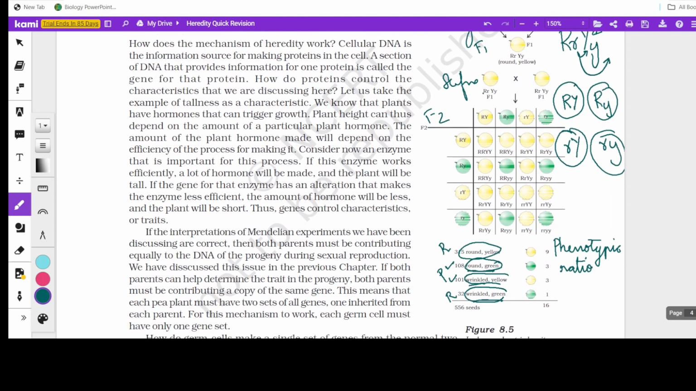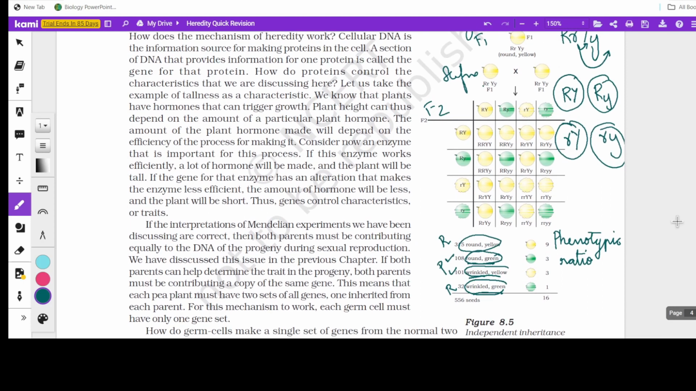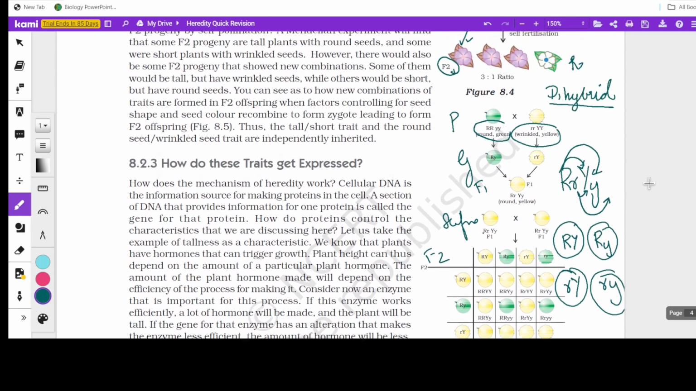And now the law of independent assortment. You can see here this round trait in the parental generation went along with the green one. I'll erase it so that it is not congested. Now you can see here this round goes with green. Round shape goes with green and wrinkled shape goes with yellow. This is how we selected the parents.